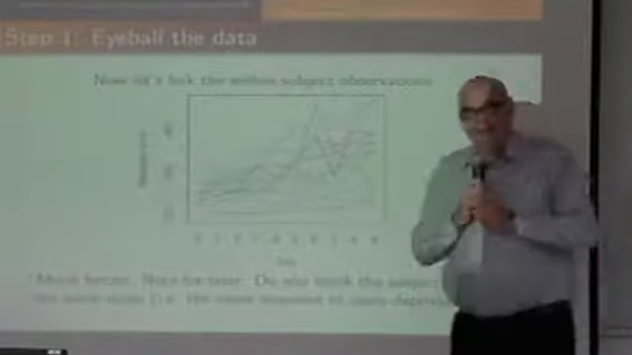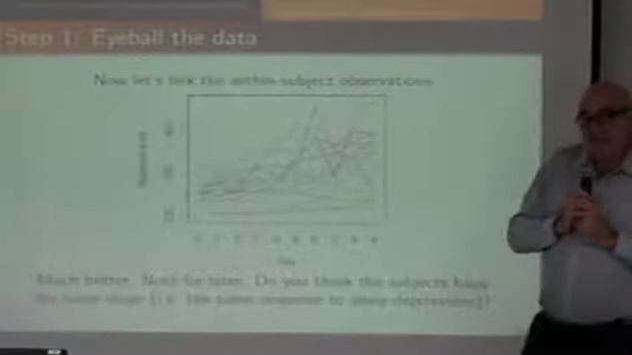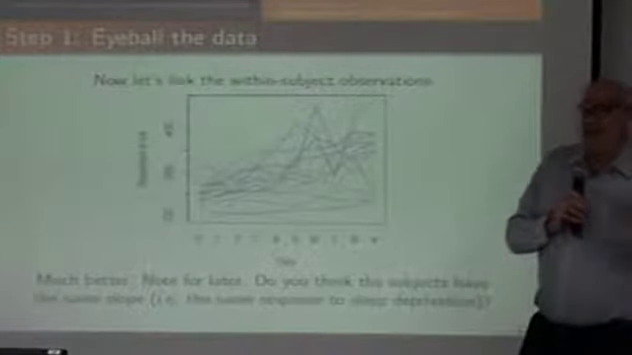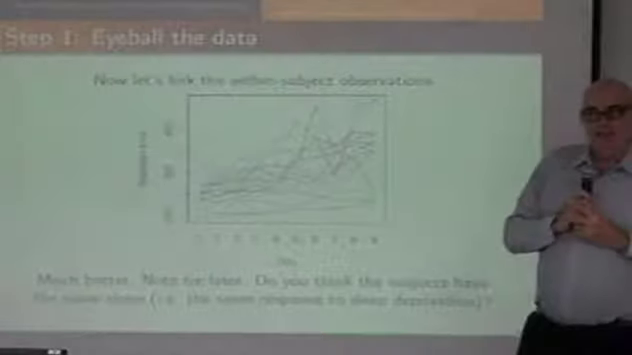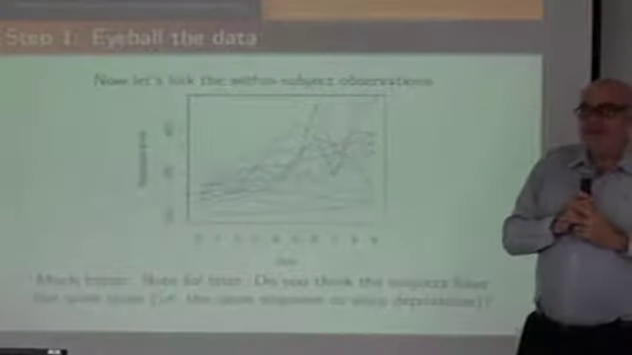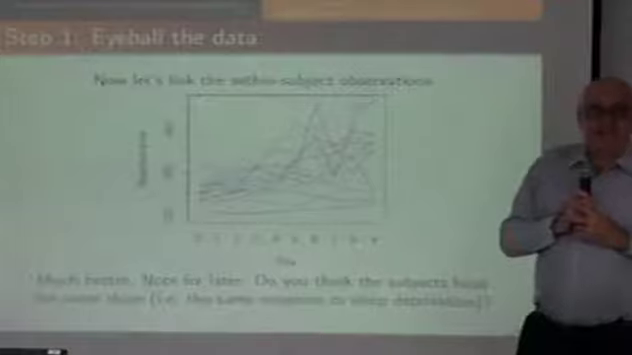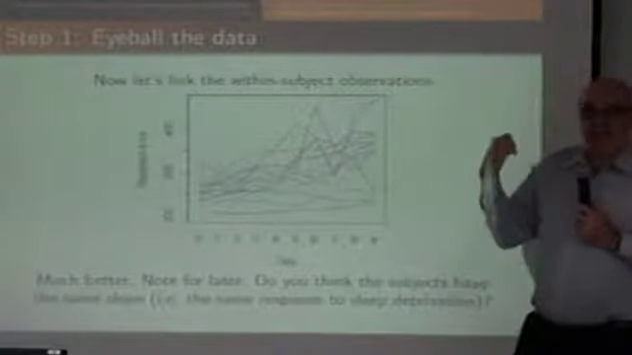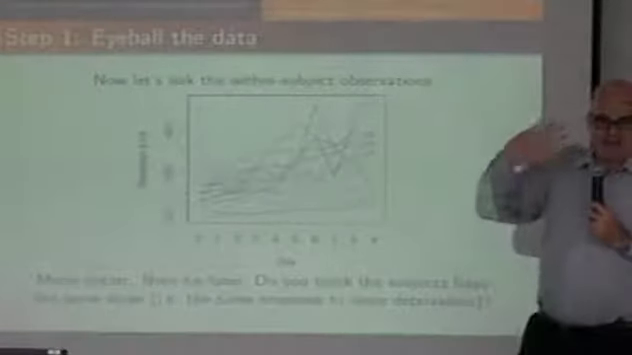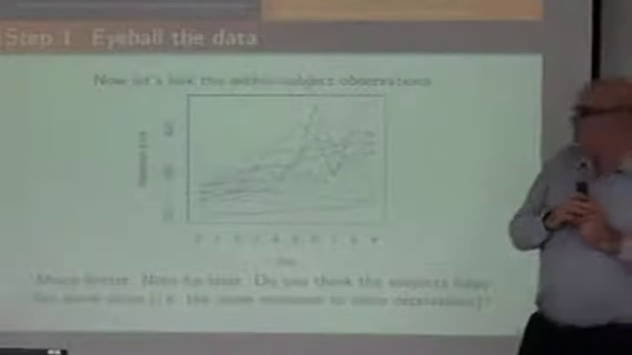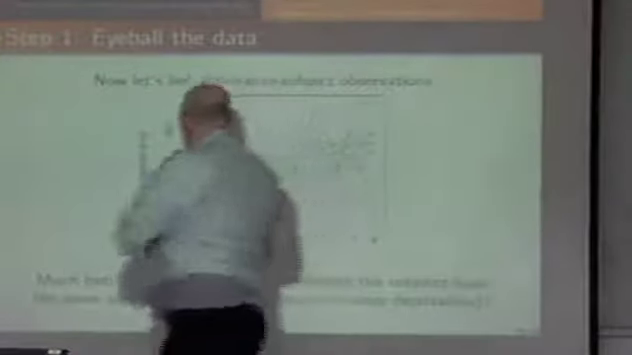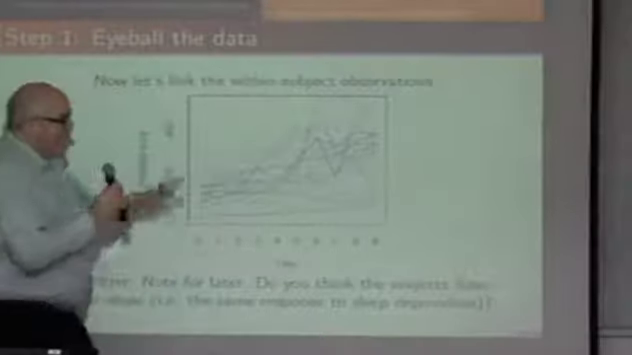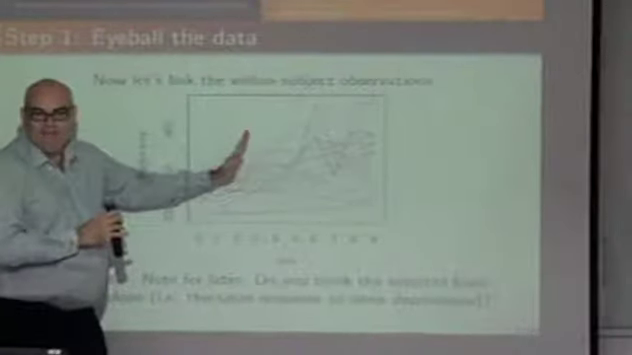So, do you think the assumption of a common slope, in other words a common reaction to sleep deprivation, is valid here? Who thinks it is? Who thinks it isn't? I don't think it is either. Different people are reacting differently. Some people had no problems, some people had major problems. All the random intercept does is allow people at baseline to randomly vary. It doesn't allow that type of behaviour.